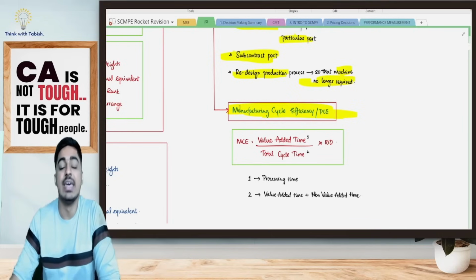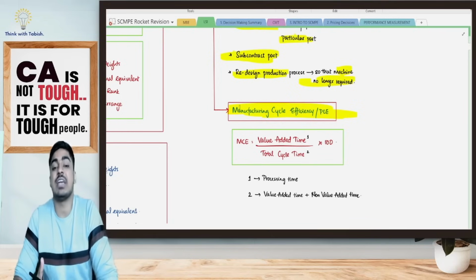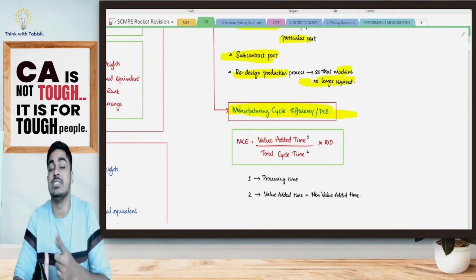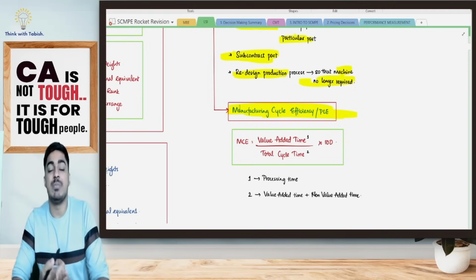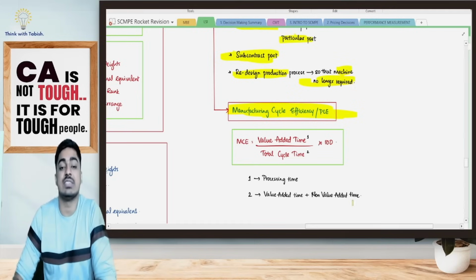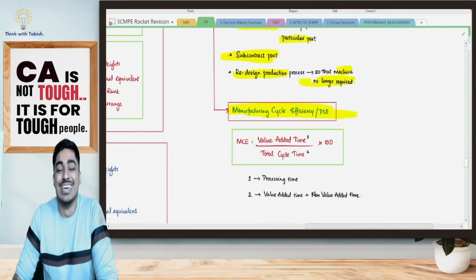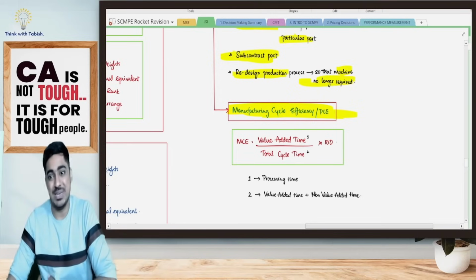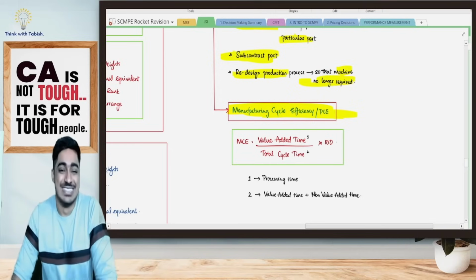Is it clear, everyone? If we implement cellular manufacturing, ideally my manufacturing cycle efficiency should improve. If I implement just in time, ideally my manufacturing cycle efficiency should increase. Is it clear, everyone? Because we are speaking at such a fast pace, sometimes we get stuck for words. Nothing could be done for that.